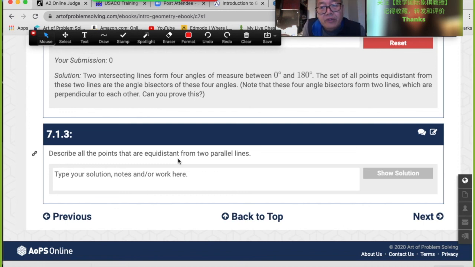Is it like this? Wait, never mind. That's not a good line. Like one in the middle. Yeah, of these two lines. Exactly. Yes. All the points should be on the middle line of these two parallel lines. Otherwise, how can they have the same distance to these two parallel lines? They should be in the middle of these two parallel lines.